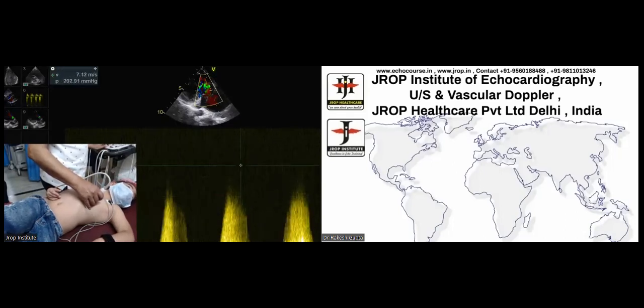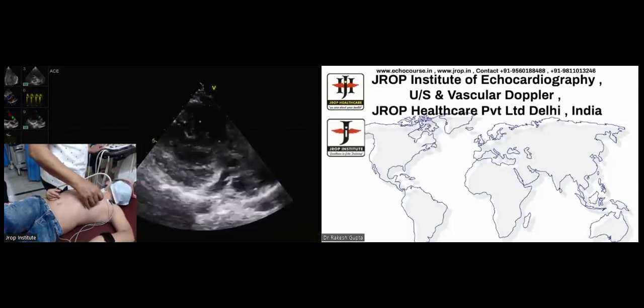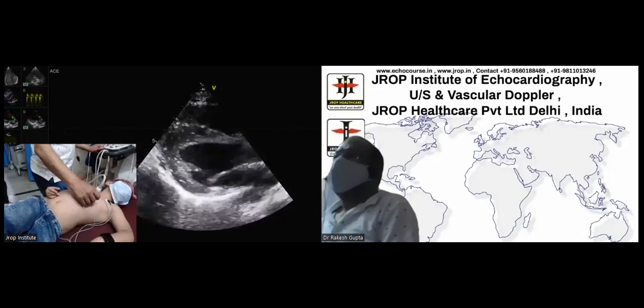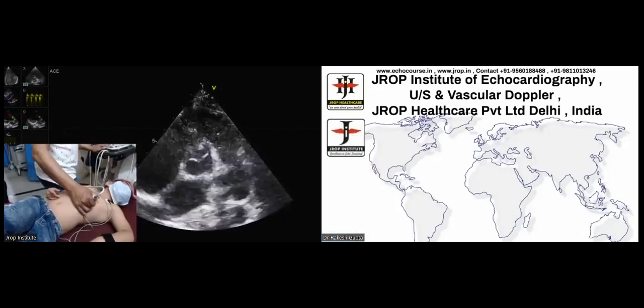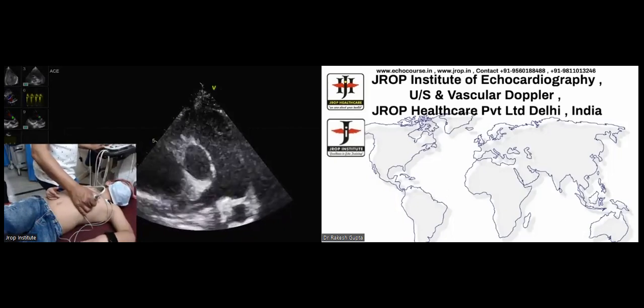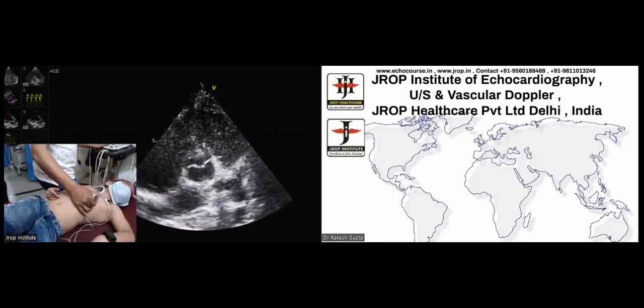In fact, the gradient is going higher. It's going almost to 120 millimeters of mercury. That is the first window. The next window is the short axis view at the pulmonic, the short axis view at the aorta. Now look what I did to talk to you. You divide this aorta into 3 parts: proximal, middle, and distal.